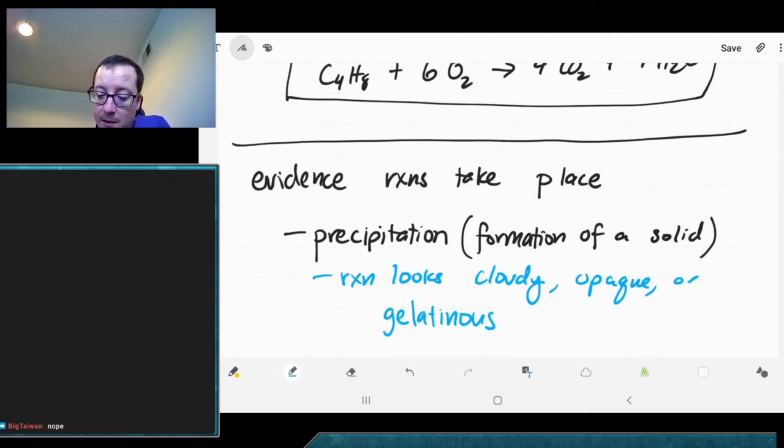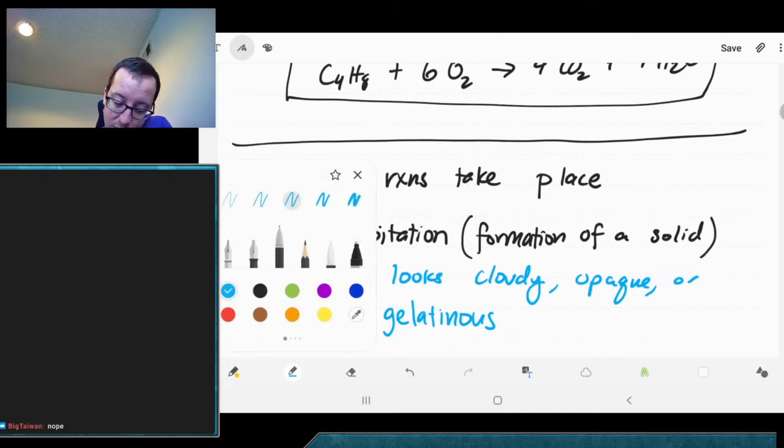So as a result, it looks cloudy to us. So if you were to mix two things together and it forms a cloudy mixture, that is a precipitate. You are having a precipitation reaction take place. You are forming a solid. And we saw that many of our double displacement reactions can form solids when we look at our solubility rules.